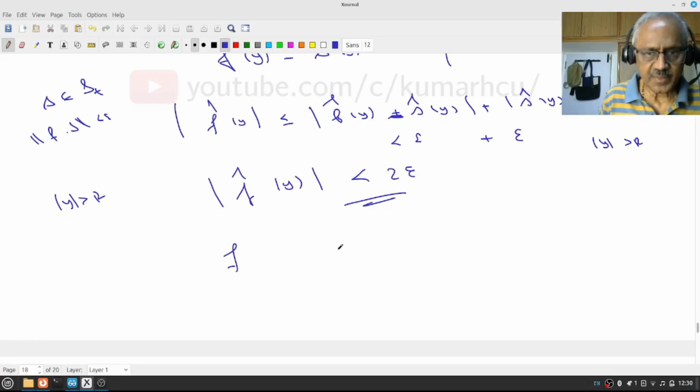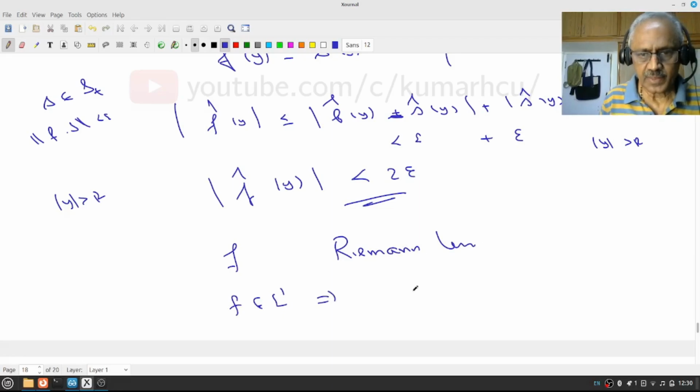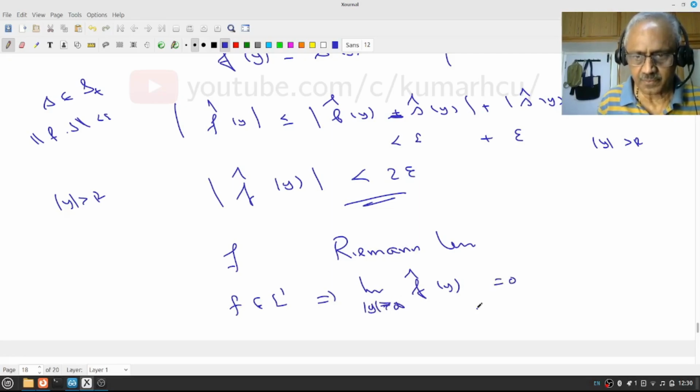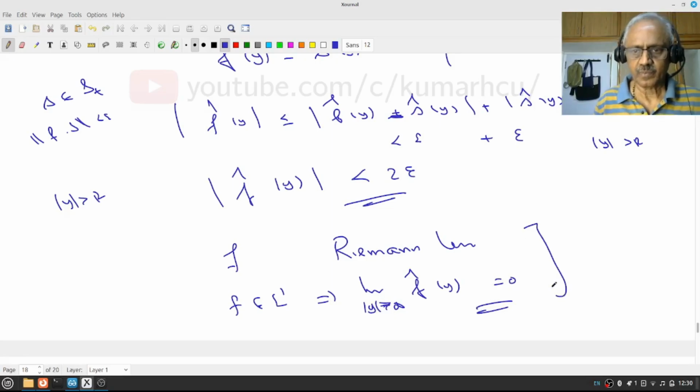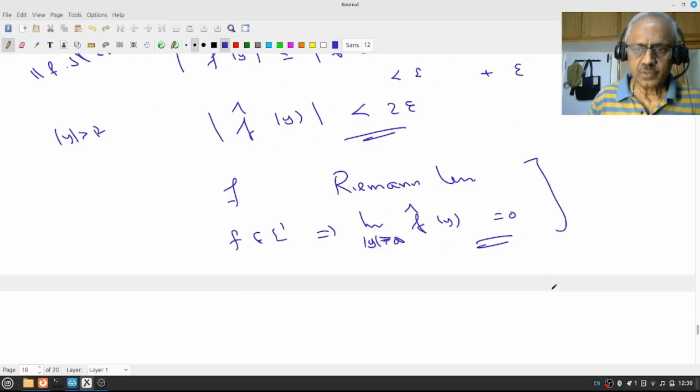The Riemann-Lebesgue Lemma, which said that f in L1 implies the limit of f hat of y as mod y goes to infinity is 0. So go through the proof once again.